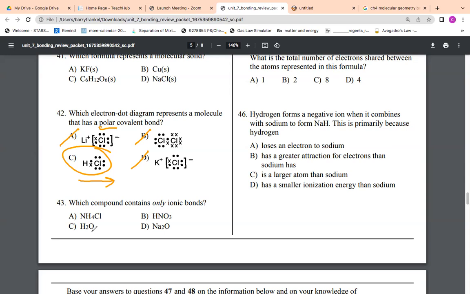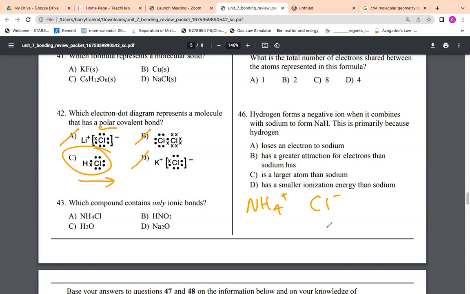Number 43. Which compound contains only ionic bonds? Okay, so A is not good. Although this is an overall ionic compound because we have ammonium, NH4 plus, this is one of our polyatomics, coming together with negative chlorine, right? So we have this whole positive and this whole negative coming together. That is what makes this ionic.